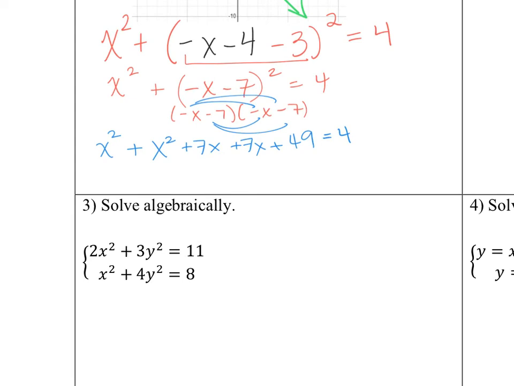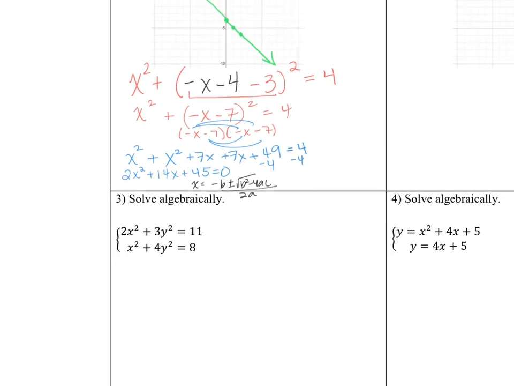So we're solving this equation, combining like terms, we'll have 2x squared plus 14x. Since it's a quadratic, I'm going to move my -4 over, and I'm going to have plus a 45 equal to 0. So this doesn't look like it will factor. So I'm going to use the quadratic formula, x equals -b plus or minus the square root of b squared minus 4ac all over 2a.